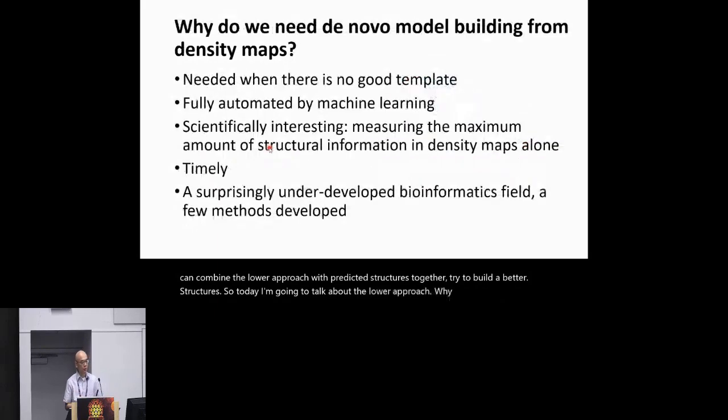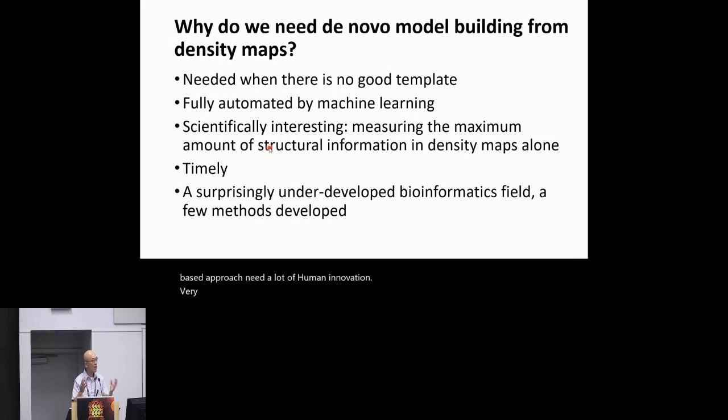Why do we need the de novo approach? First is practical need. If I don't have good structures of the chains, I have to build from scratch using an ab initio approach. Another reason is that this de novo approach can be fully automated. Right now, the template-based approach needs a lot of human intervention, is very laborious, and is very hard to reproduce. But the de novo approach can be fully automated by machine learning.